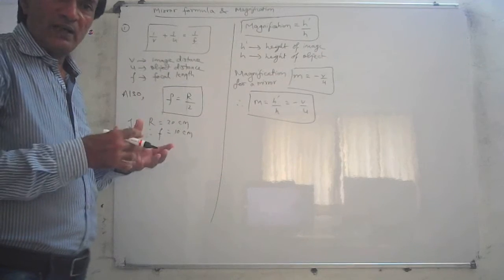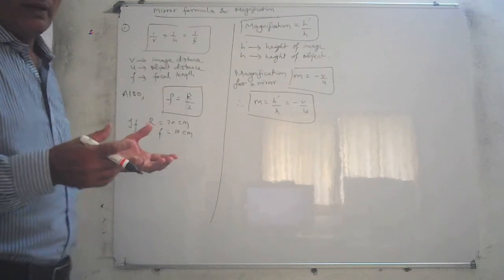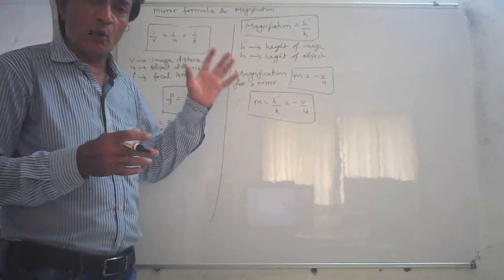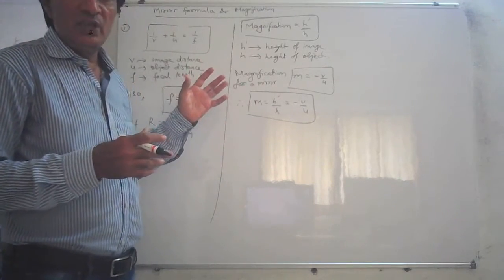Alright, these formulas are about magnification, Cartesian sign convention, mirror formula, lens and mirror formula, and also how to solve problems regarding this, and the image formation by a convex mirror. That's what we did today. Tomorrow I am going to show you how to solve numericals based on these formulas.